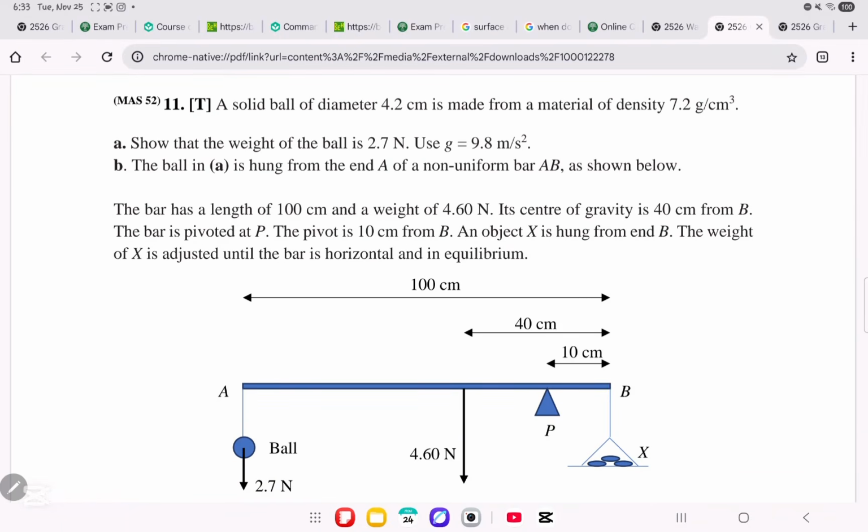So today I'm going to be explaining top question 11, 12 and 13. We start with 11. A solid ball of diameter 4.2 centimeter. It's important to always change to meter. So 4.2 times 10 to the power of minus 2 meter.